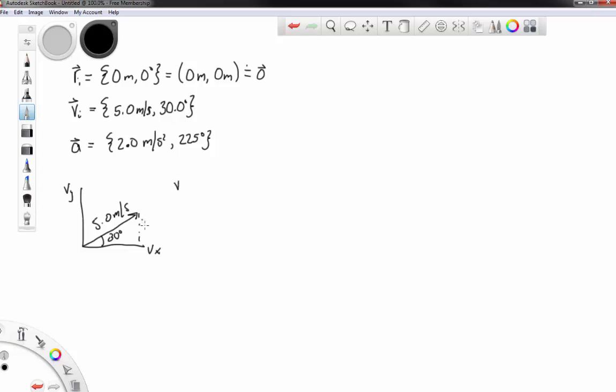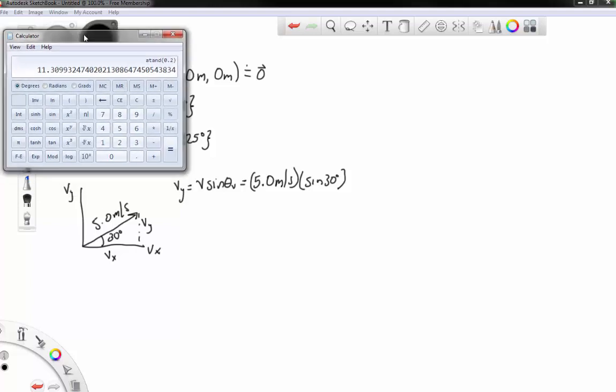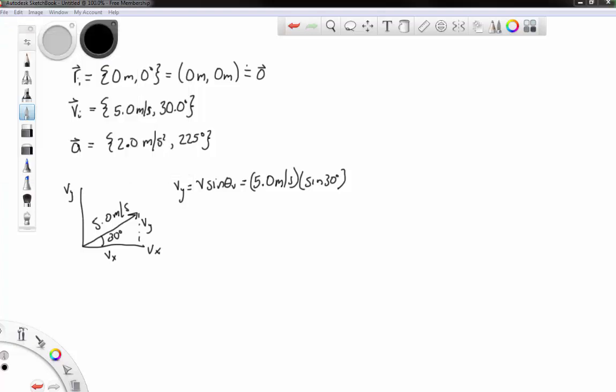So Vy goes with this side, Vx goes with this side. Vy is going to be opposite over hypotenuse, which is sine. If you want the opposite, take the hypotenuse and multiply by the sine. So that is 5.0 meters per second times the sine of 30 degrees. Let's go ahead and pull that up. 5 times sine of 30. Sine of 30 should be a half. So that is 2.5 meters per second. These, by the way, are the initial.